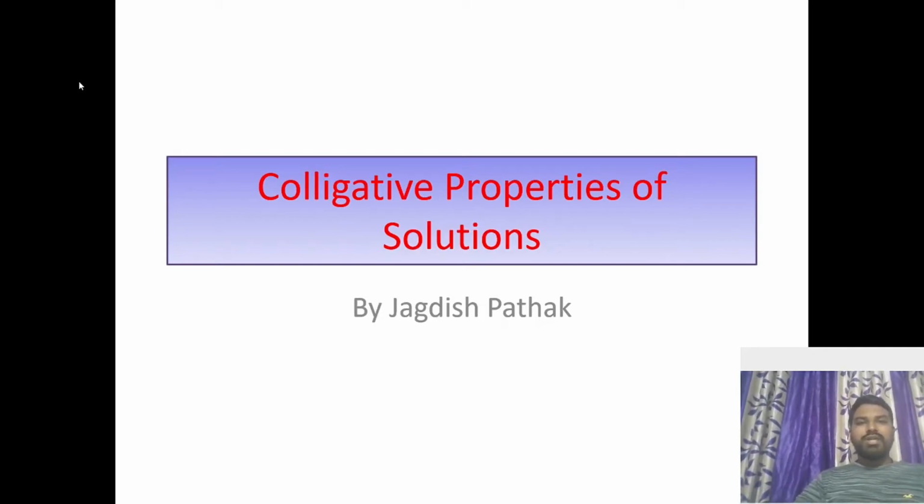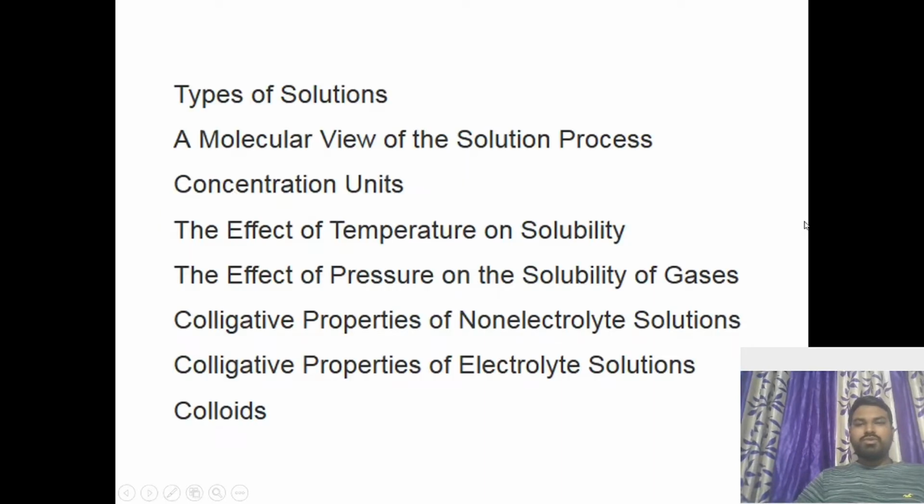We are going to start our next chapter, that is colligative properties of solution. Now, what is a solution? Solution, as we know, is a mixture of two or more immiscible or miscible liquids. In this chapter we will come to know types of solutions, a molecular view of the solution process, concentration units, the effect of temperature on solubility, the effect of pressure on solubility of gases, colligative properties of non-electrolyte solutions, colligative properties of electrolyte solutions, and colloids.